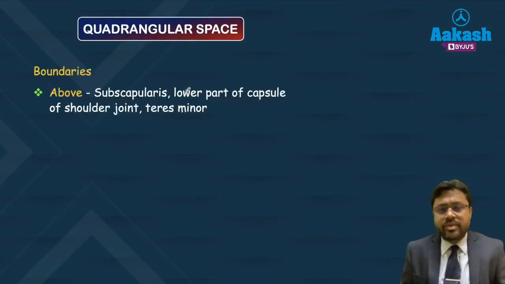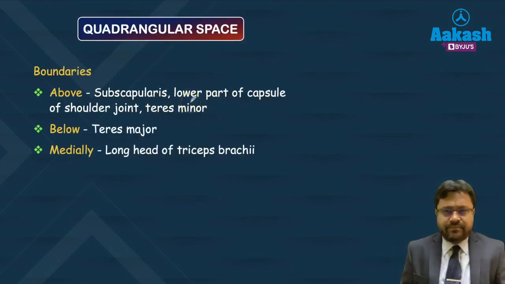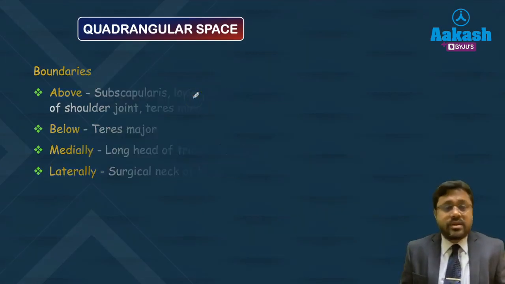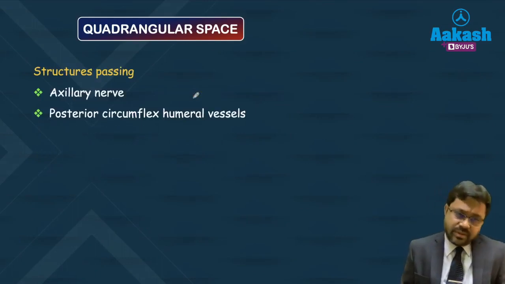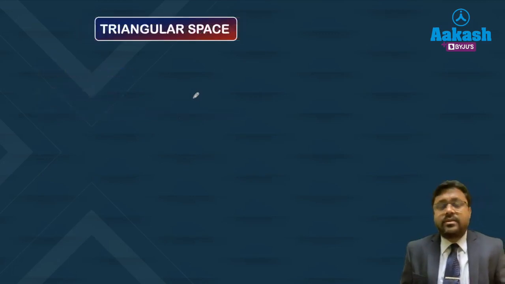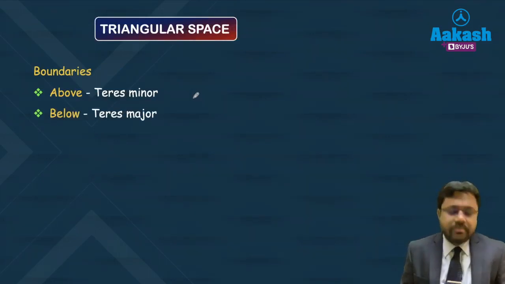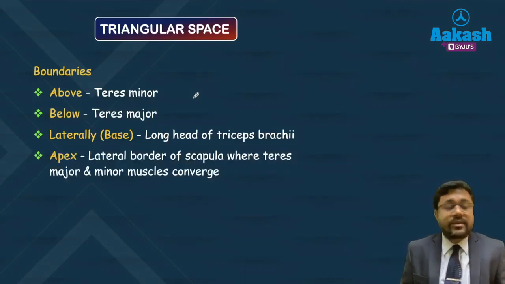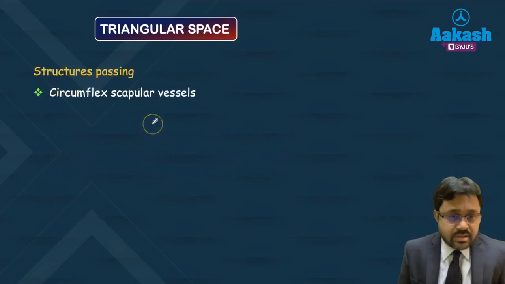A recap sort of, the boundaries, as I told, are shown over here of the quadrangular space. Right? Now, contents, what did we discuss? Axillary nerve and posterior circumflex humeral vessels. Fine. The triangular space boundaries are as follows: above teres minor, below teres major, laterally the long head of triceps brachii, apex at the lateral border of the scapula where the minor and major muscles converge. Right? And the structure passing was the circumflex scapular vessels.